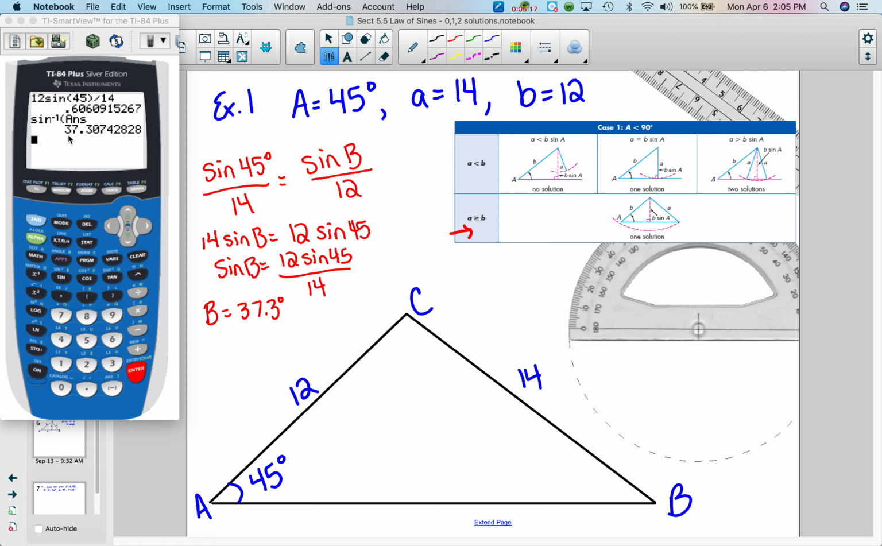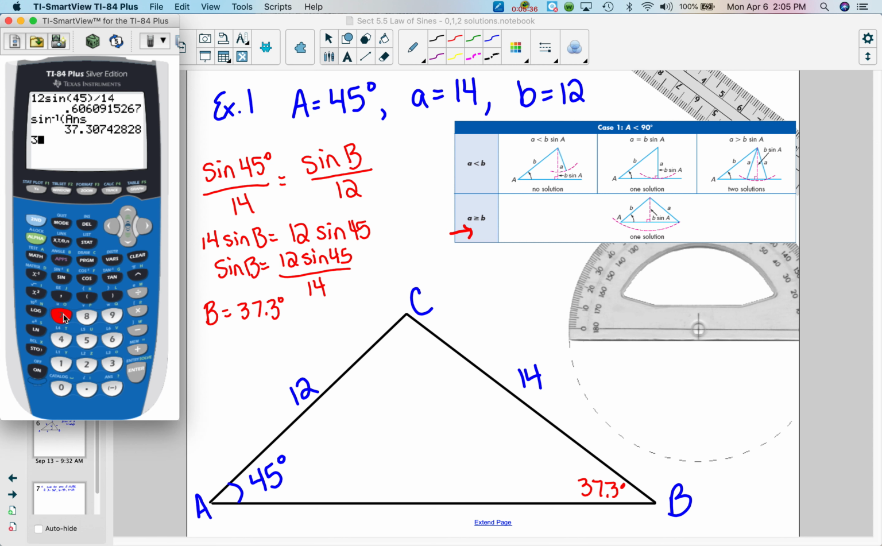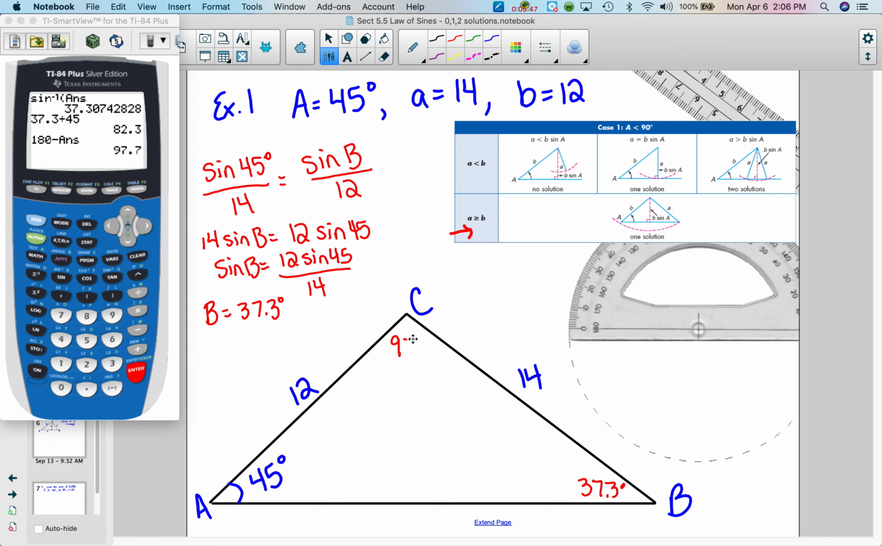You could store this. Let's not worry about the rounding issue. I know we're going to end up rounding more than once, but that's okay. So I'm going to label this 37.3 degrees. Now that I know this part of it, because I'm trying to solve the triangle, I need to find all the missing parts. So now I know if I take 37.3 plus 45, and we want to do 180 minus that, I get 97.7 degrees for this one.